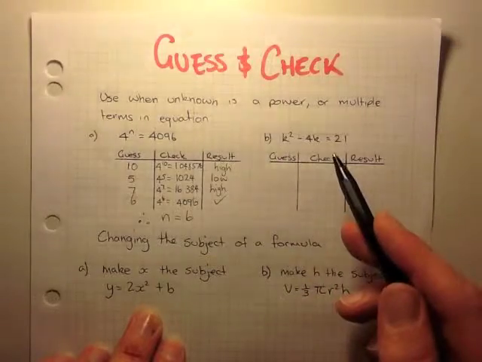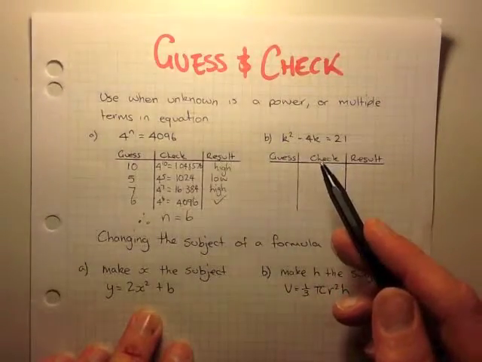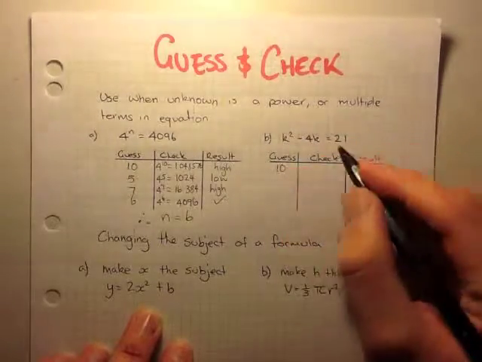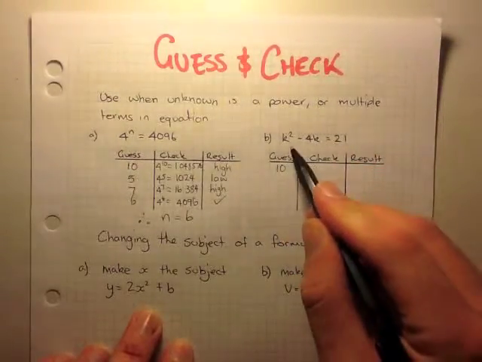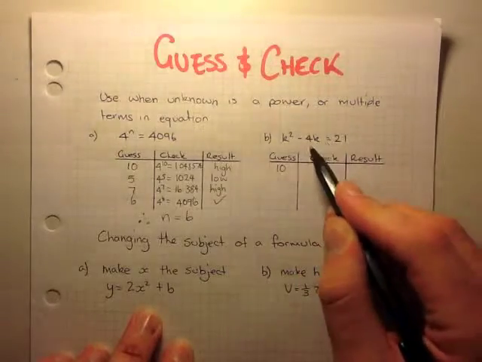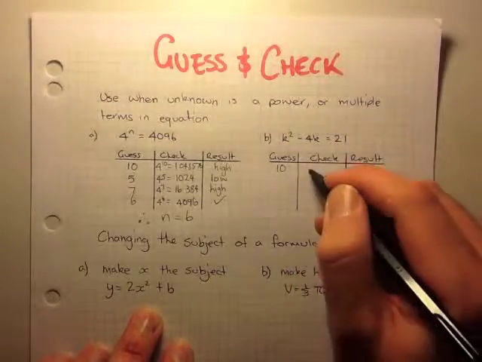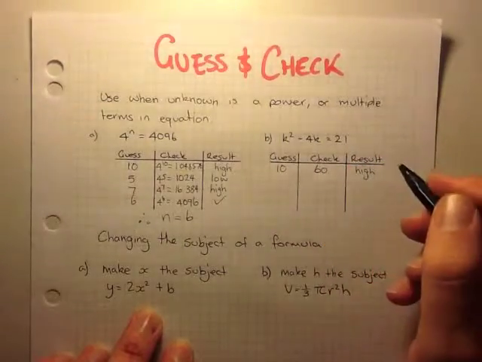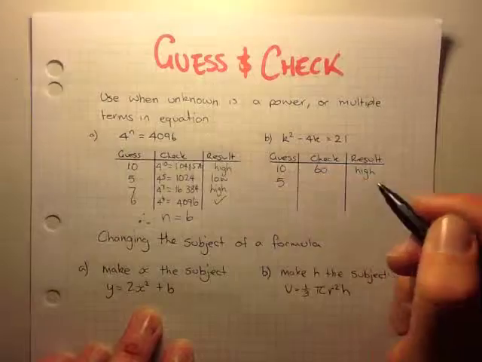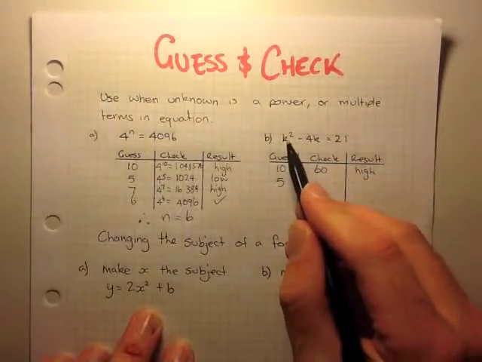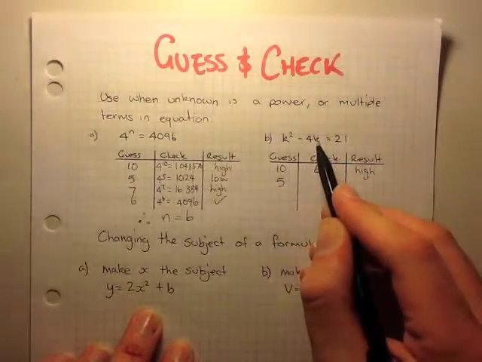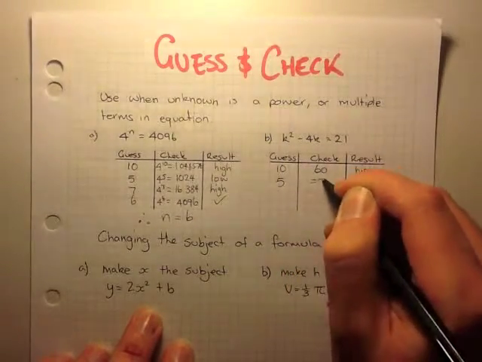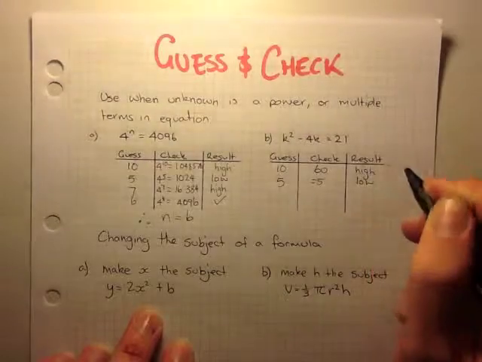Same thing again with example B. I need to try something in there to get me an answer. Again, I'm going to try 10. 10 squared is 100. 100 minus 4 times 10, so 100 minus 40 equals 60, and that was too high when I substitute 10 in there. So I'm going to substitute 5 in there. 5 squared minus 4 times 5, so 25 minus 20, well, that equaled 5, and that's too low.